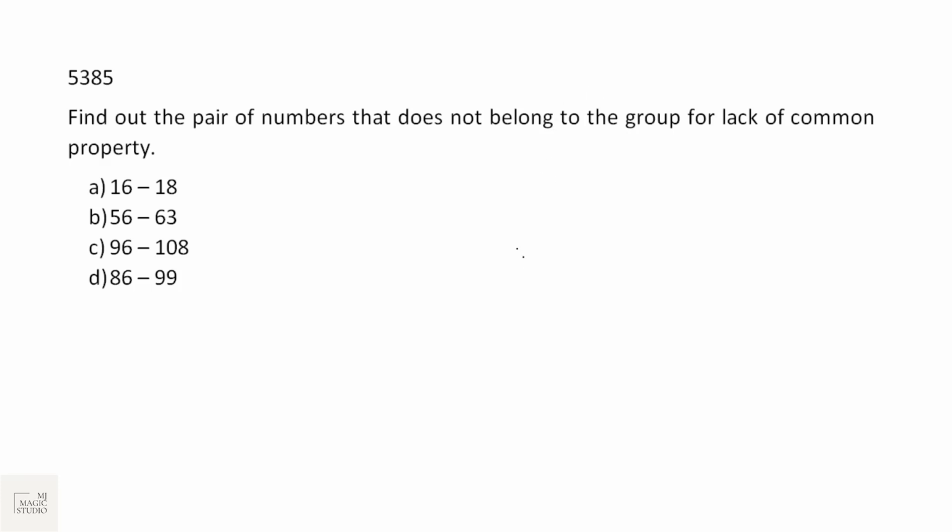This is a peculiar type of classification example where the 4 options are 4 number pairs. We need to identify the number pair which does not follow the same pattern, the same common property, as the other 3 pairs do. 16, 18. Okay, 8 into 2. No, 2 into 8, and this is 2 into 9. 56 is 7 into 8. Bingo. This is 7 into 9. Beautiful. Then 96 is 12 into 8. And 12 into 9 is 108.